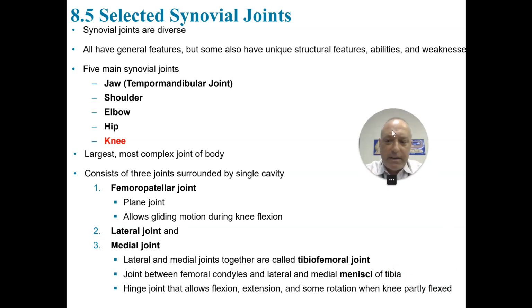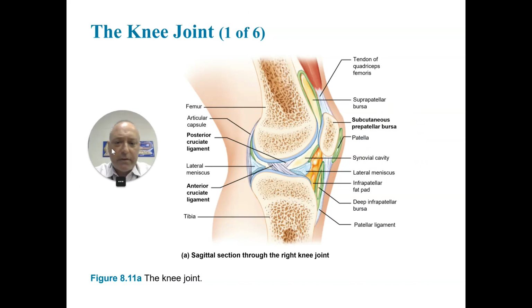Okay, the knee. This is actually the largest, most complex joint in the body, because it takes so much stress. The knee consists of a femoropatellar joint, which is a plane joint. It's got a lateral joint and a medial joint, all in one. So let's take a look.